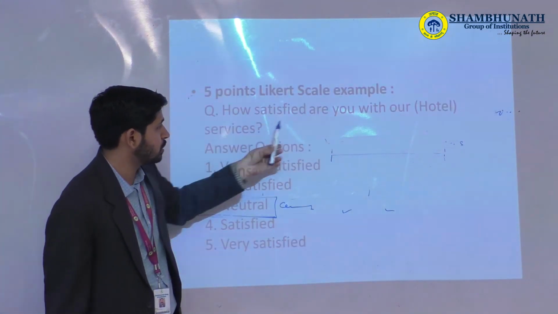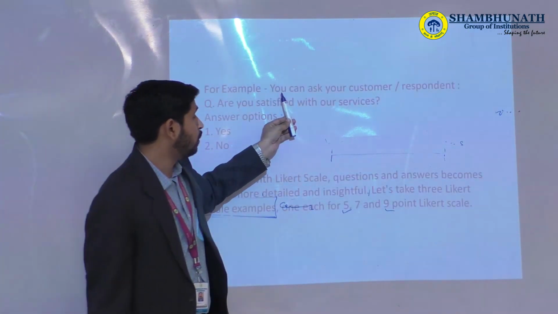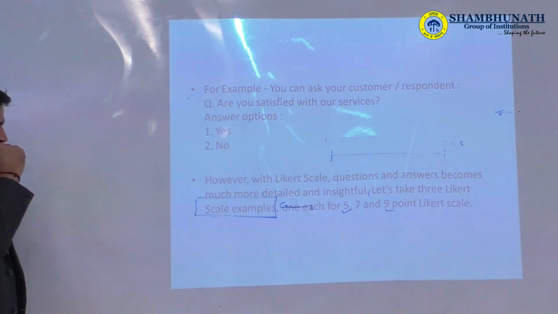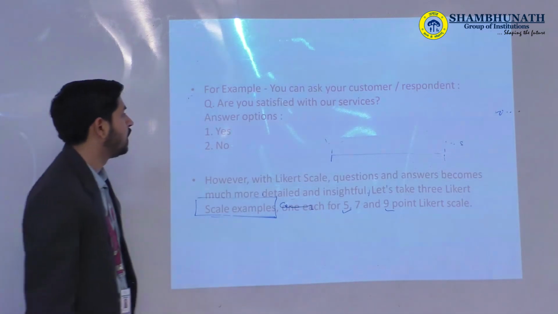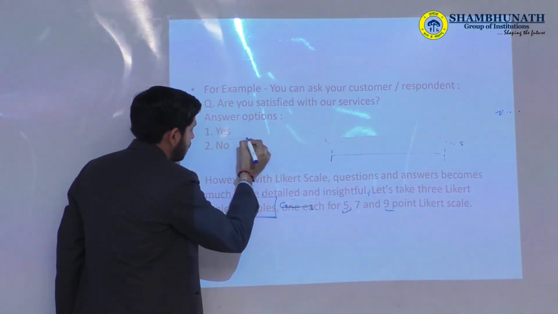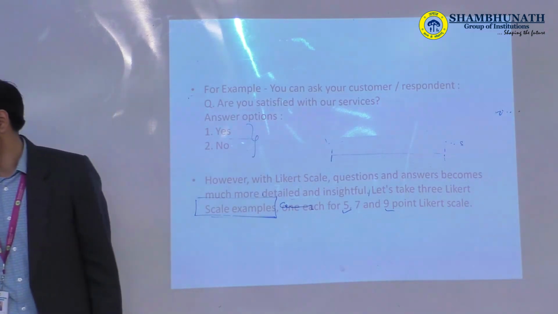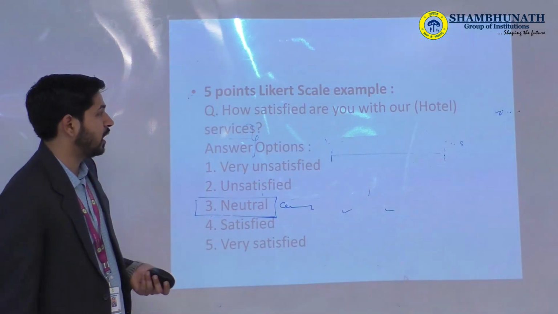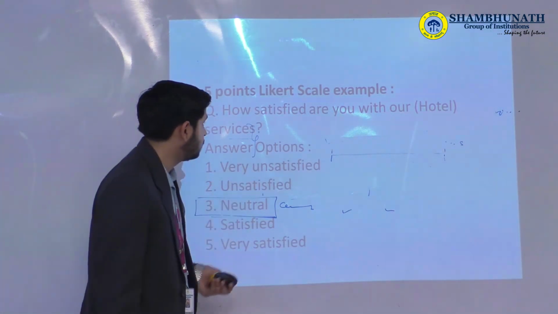Now if you have seen this question, how satisfied are you with our hotel services? This is the last question. You can ask your customer respondent, are you satisfied with our services? Yes or no. But there are huge options available between yes or no. This is the use of the Likert scale. 5 point Likert scale. First, how satisfied are you with our services? So this is the example of a 5 point Likert scale.